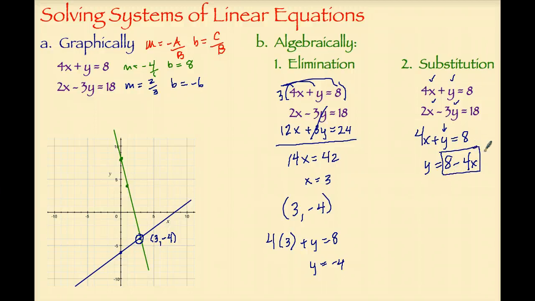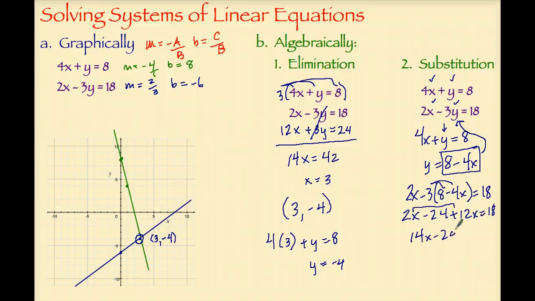Let's take this value for y, plug it in for y in the other equation, substitute it for y in the other equation. We get 2x minus 3 times 8 minus 4x, the substituted expression, equals 18. Now, as you can see, this is an equation in one variable, and we will be able to solve it. 2x minus 24 plus 12x equals 18. These are like terms, so 14x minus 24 equals 18, 14x equals 42, which means x equals 3. Again, that of course is the x coordinate of your ordered pair. If I plug 3 in here now, I get 8 minus 12, and negative 4 is the y value. We of course are not surprised to see that we got the same solution using all 3 methods.